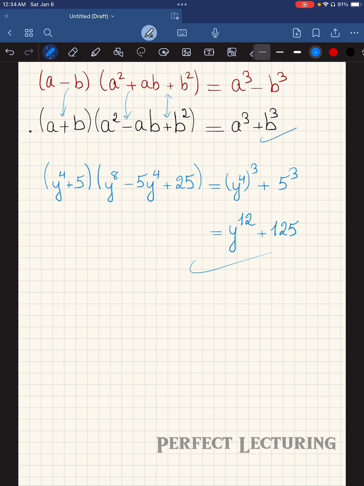So this is a sum of two cubes, as you can see. However, we do not have a sum of two squares. We do not have a special formula which ends up with a sum of two squares. We only have a difference of two squares.